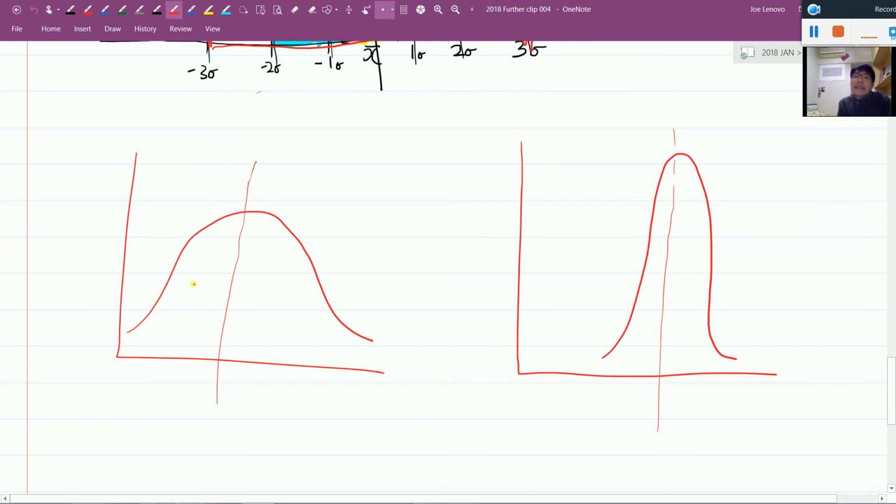Then what I want you to find out is, tell me about what happened to the standard deviations between them. Which one do you think would have a bigger standard deviation? So if those values are from 0 to 100 here, and from 0 to 100 there. What do we say?